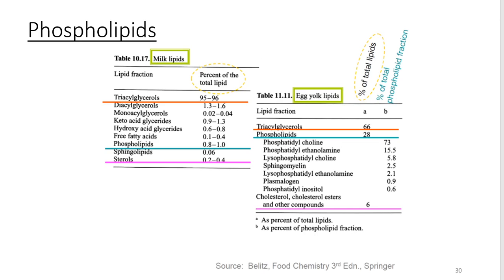So where can we find phospholipids? In milk lipids, there is around 95% triglycerides and only 1% phospholipids. But egg yolk is composed of 66% triglycerides and 28% phospholipids. And when we look at the composition of phospholipids, we see that the major one is phosphatidylcholine with around 73%. And there are different kinds of phospholipid groups. As you see, egg yolk is a rich phospholipid source.